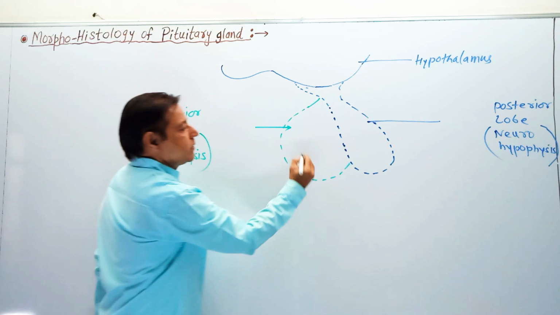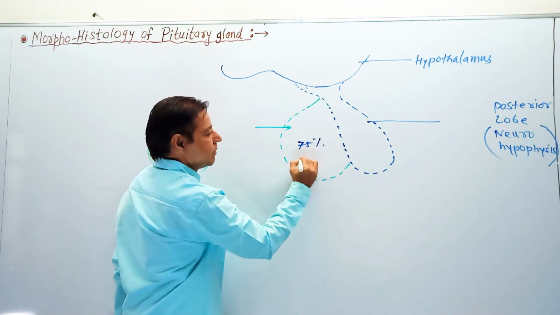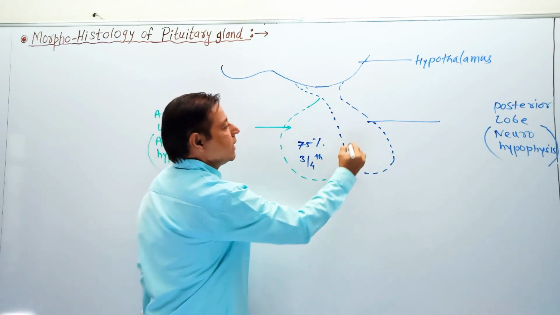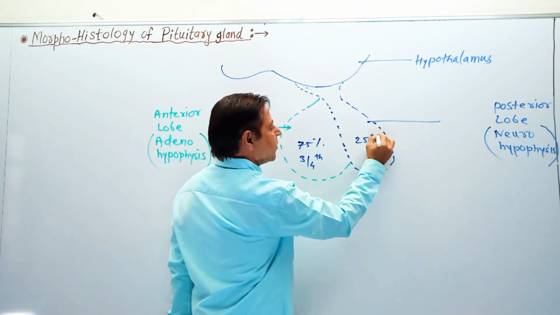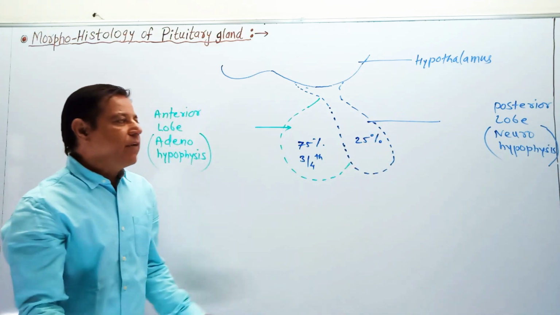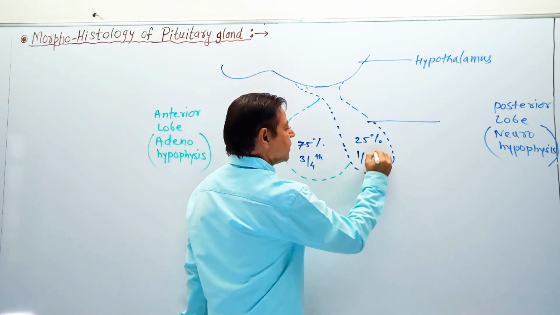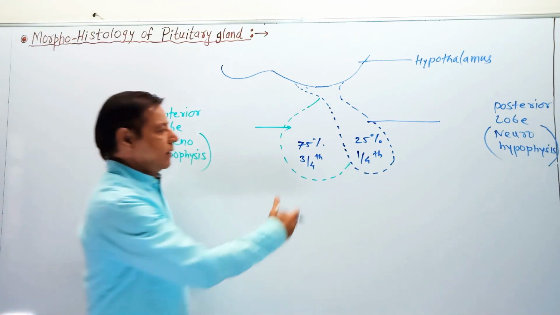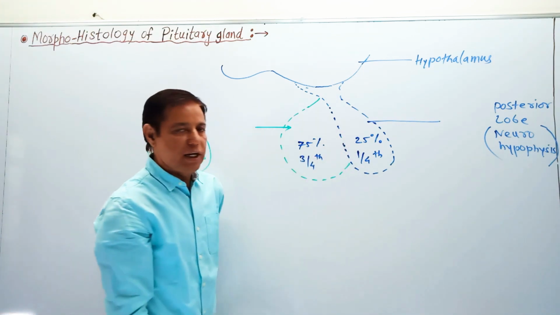Anterior lobe constitutes near about 70% part of pituitary, means 3/4 of pituitary, while posterior lobe constitutes about 25% or 1/4 of total pituitary. In this way, it is 3 times larger than this posterior lobe.